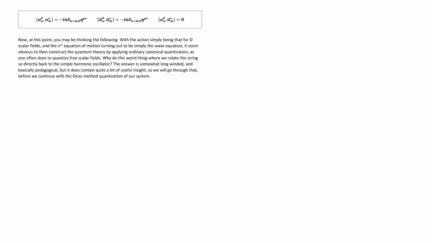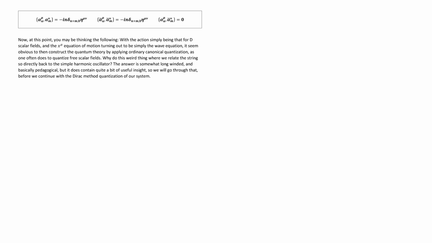Of course, this assumes that the Hamiltonian has the usual form when expressed in terms of the raising and lowering operators. We'll find out that this is the case when we quantize and re-express the Hamiltonian that way. Now at this point you may be thinking the following. With the action simply being that for d scalar fields and the x mu equation of motion turning out to be simply the wave equation, it seems obvious to then construct a quantum theory by applying ordinary canonical quantization, as one often does to quantize free scalar fields.